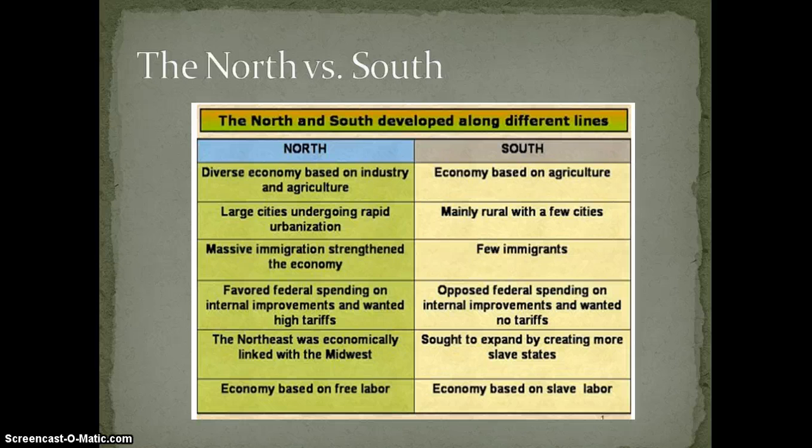The North also had a more diverse industry along with agriculture, and the South was based only on agriculture. I like this chart. It gives you a quick little look at it. The economy was based on free labor versus slave labor. The North had more immigrants, while of course the South used slaves as their economy. So I like this compare and contrasting.